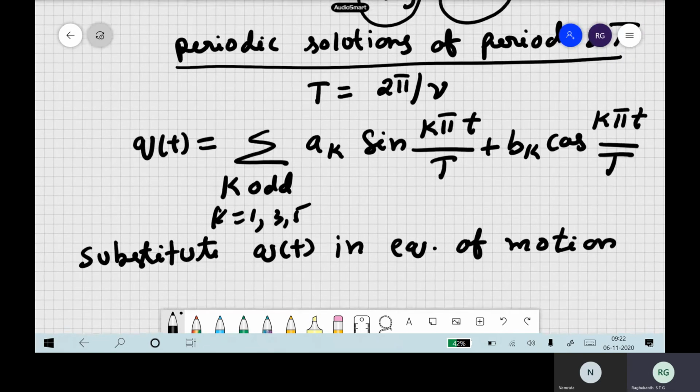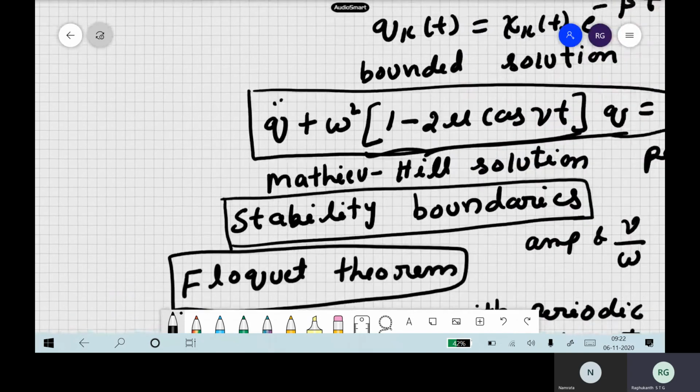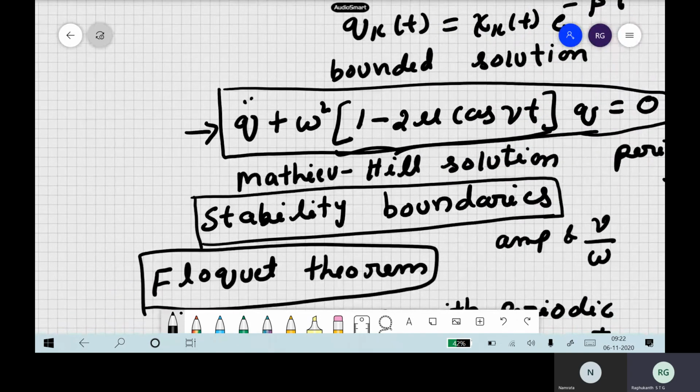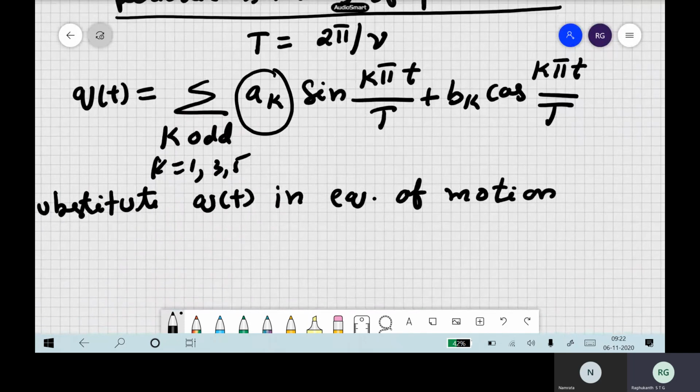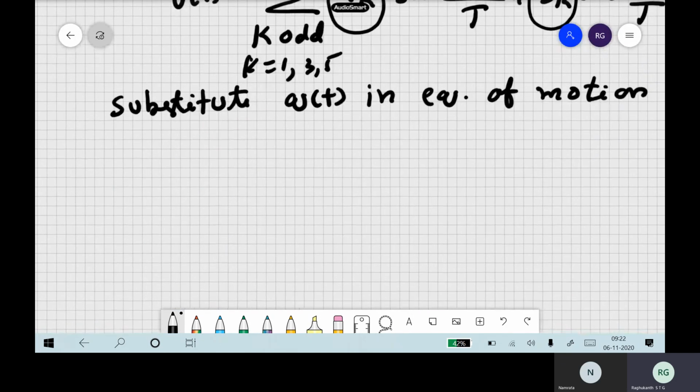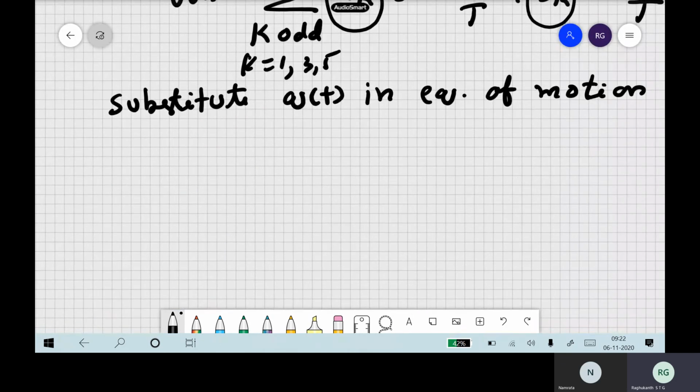So you have to substitute, and all the terms will be there. Here the unknowns are the coefficients, ak and bk. If you substitute, you will get terms like cos nu t and sine k nu t by 2.